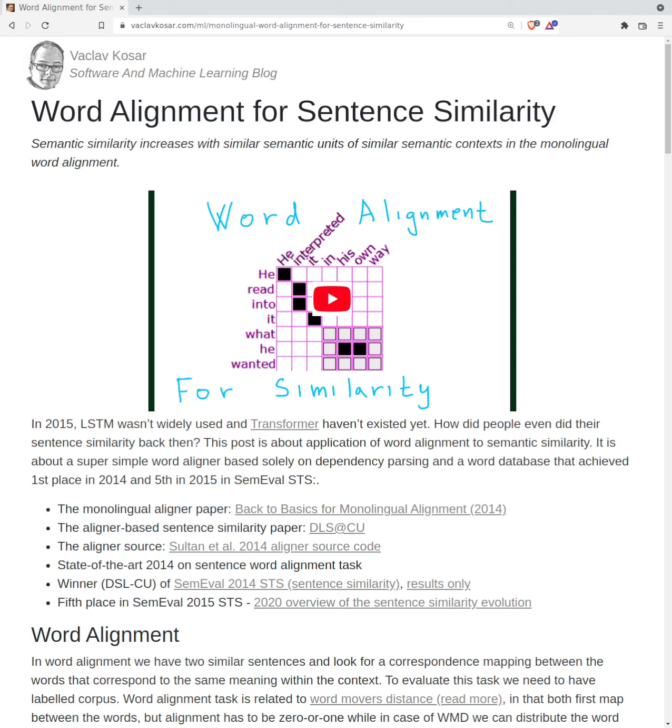Word alignment for sentence similarity. Semantic similarity increases with similar semantic units of similar semantic contexts in monolingual word alignment.